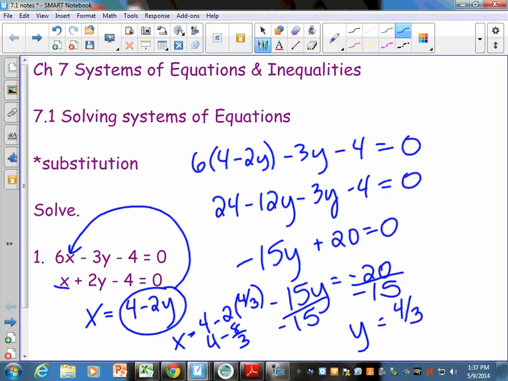4 would be 12/3, so 12/3 minus 8/3 happens to be the same number. You can write your answer like that. If you prefer, you can write it as an ordered pair, because that's really what you're finding. If we graph those two lines, that's the one point where they would intersect.